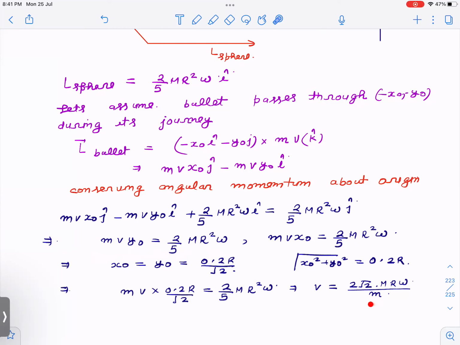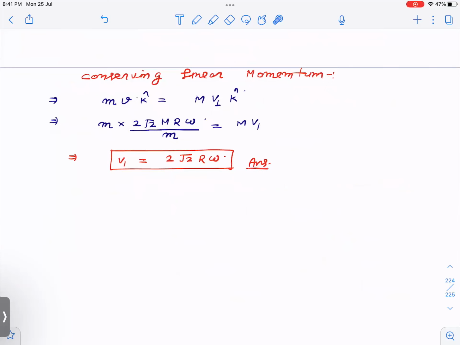Now you can take any of these equations and find out the velocity of the particle. So if this is the velocity of the particle, what do you have to find out? You have to find out the velocity of the center of mass of the sphere. So for that, I'm going to use conservation of linear momentum. The initial linear momentum of the sphere was zero. This is the linear momentum of the particle, m v k cap, as it was moving along the positive z direction. And finally, the linear momentum of the sphere is m times v cm.